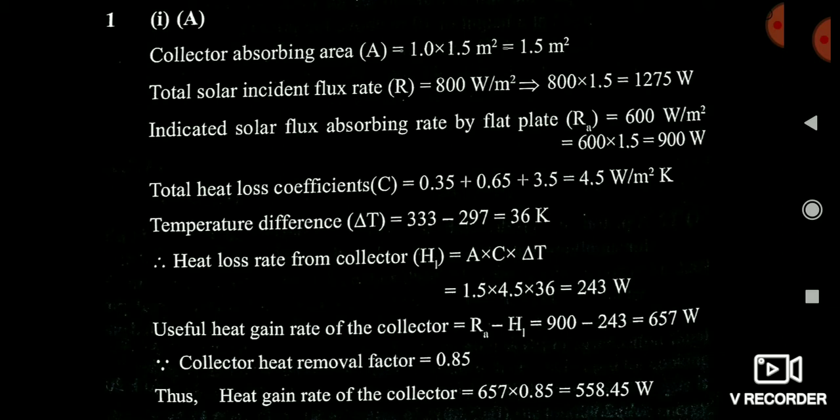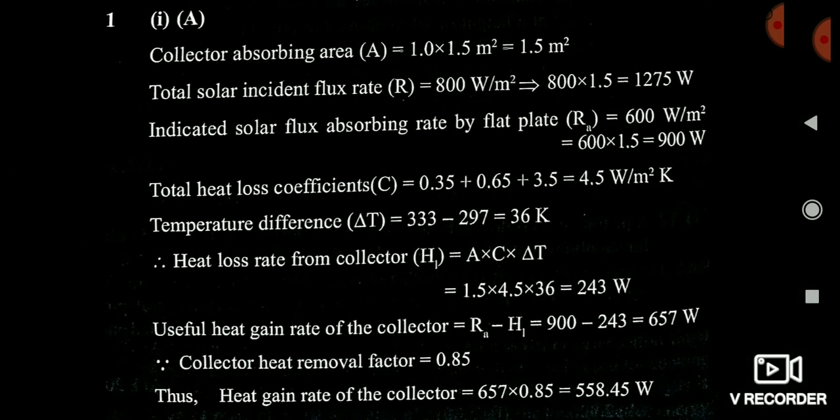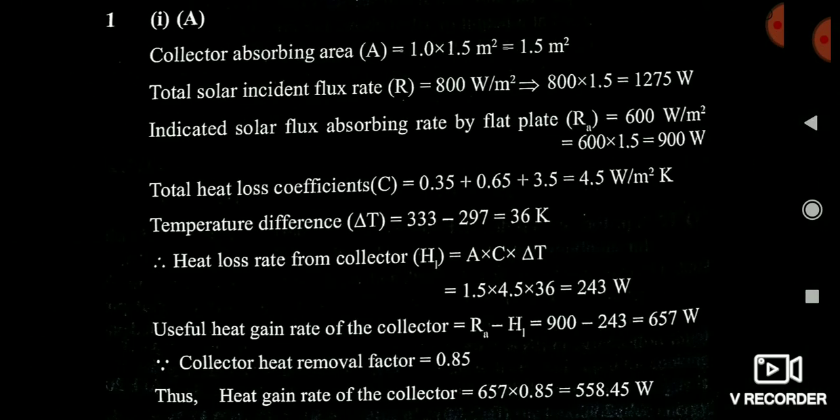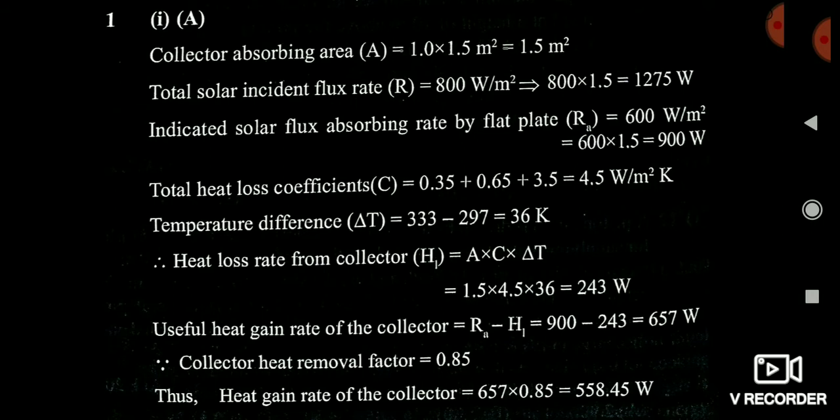I think all of you know that heat loss can be calculated in 2-3 ways. Here you can see that watt per meter square per Kelvin is given, so by the unit you can clearly understand that heat loss is given per unit area per unit temperature difference. So you should multiply the temperature difference also, 333 minus 297. Here the fluid temperature and the ambient temperature are given, so you should calculate the temperature difference, and the area you have calculated.